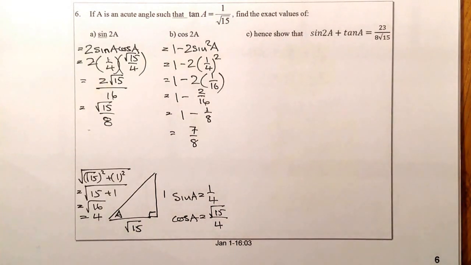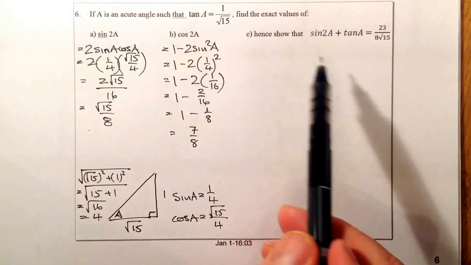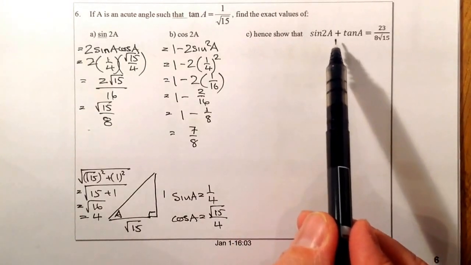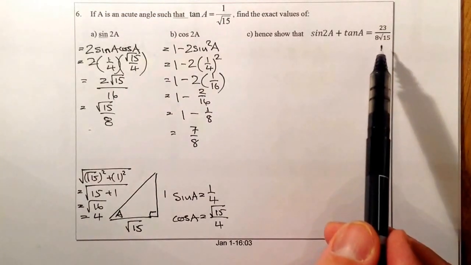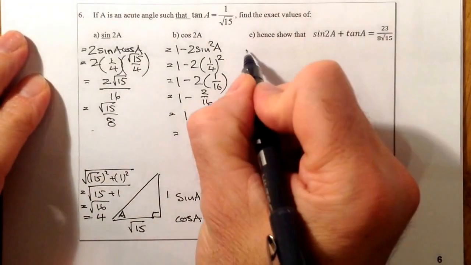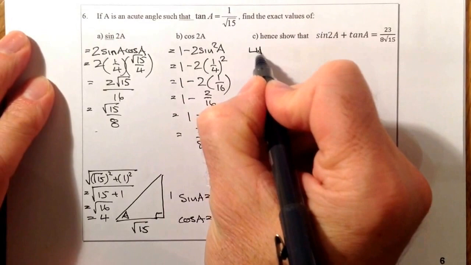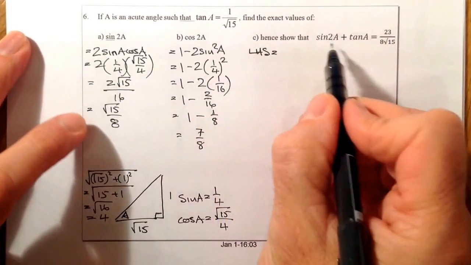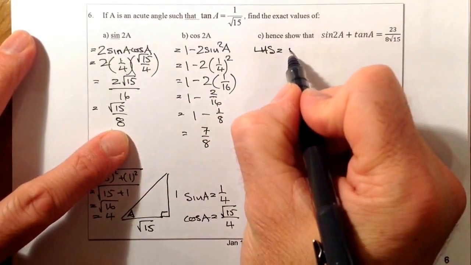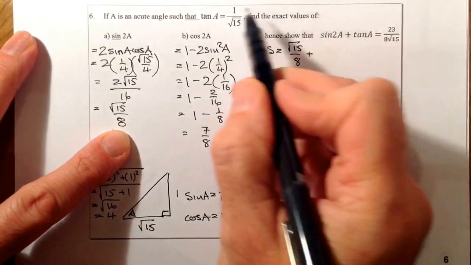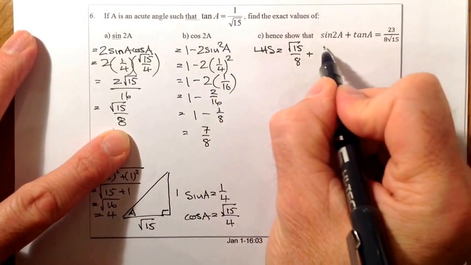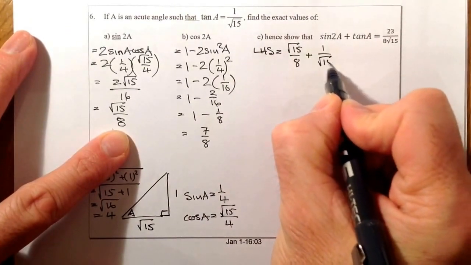Right, going on to the extension piece that we've got over here. We've to show that sine 2a plus tan a is equal to 23 all over 8 root 15. Okay, so let's go for the left hand side here. Sine 2a we've already worked out, so that's root 15 all over 8. I'm going to add on to that tan a, which is given in the question here, which is 1 over root 15.